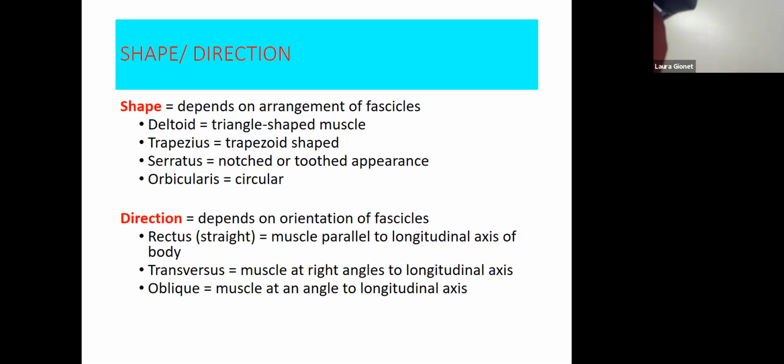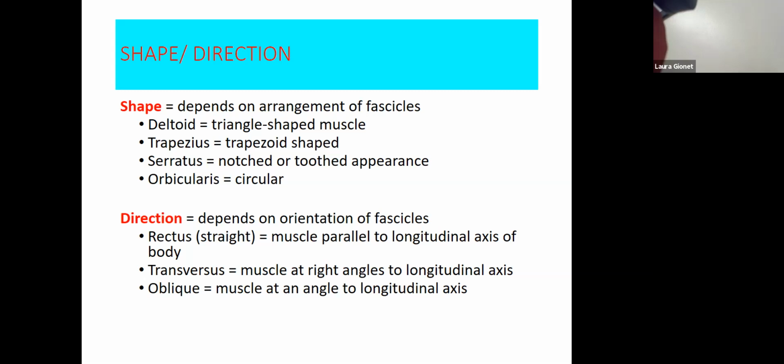We have serratus because it has the notched appearance, like a serrated knife that you might use as a steak knife, where it has little teeth on the surface. Orbicularis is a circular muscle, like orbicularis oculi, orbicularis oris.